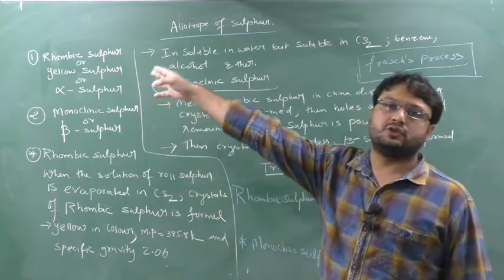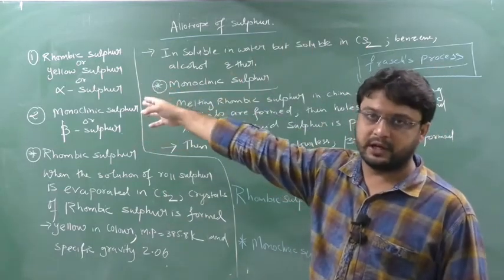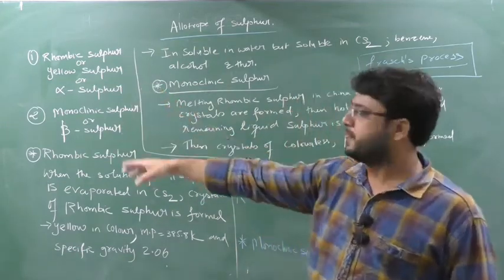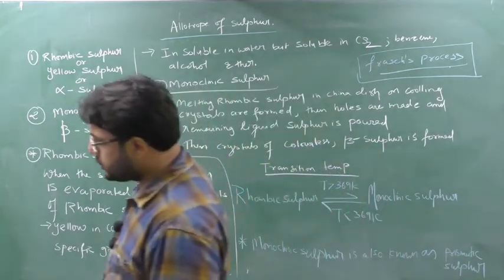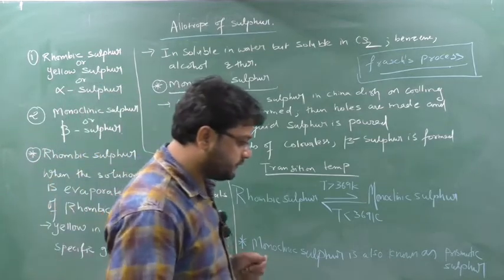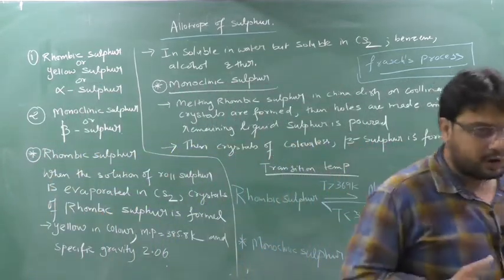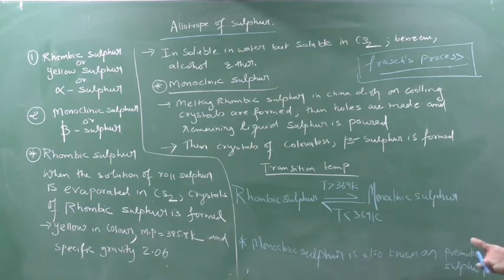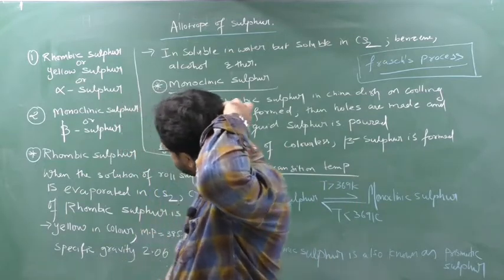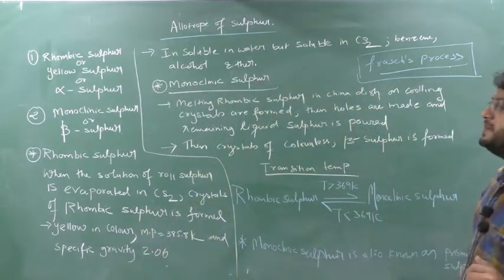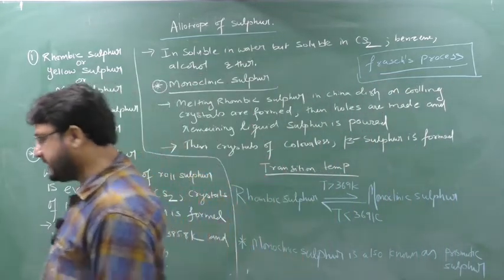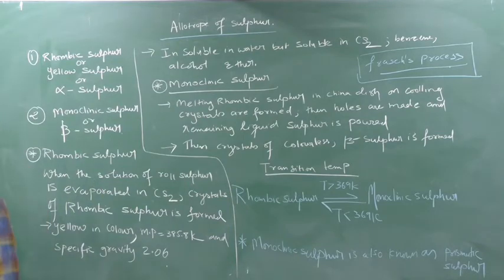Rhombic sulfur is also known as yellow sulfur because it is yellow in color. It is also known as alpha sulfur, whereas monoclinic sulfur is colorless and is known as beta sulfur. Clear? So, there are 2 most stable forms of allotropes of sulfur, monoclinic sulfur and rhombic sulfur. Rhombic sulfur we say is yellow sulfur because it is yellow in color, and it is also called alpha sulfur. The second type is monoclinic sulfur, or we say beta sulfur.